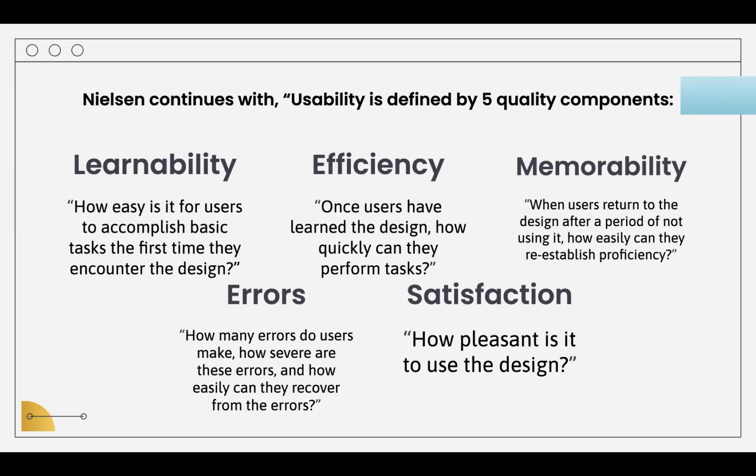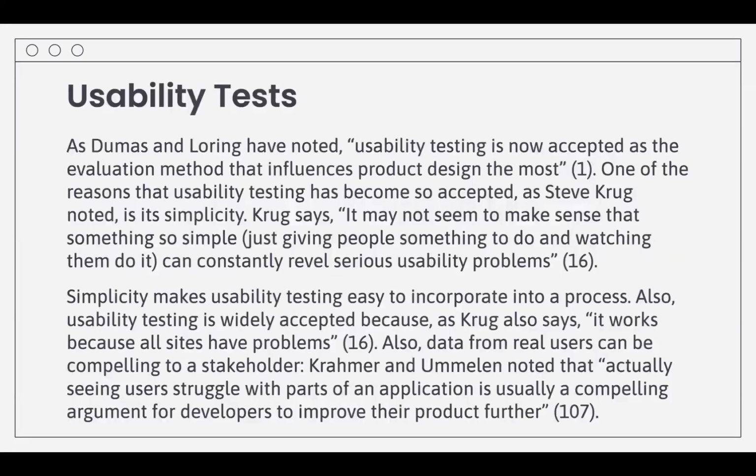Errors. How many errors do users make? How severe are these errors? And how easily can they recover from the errors? Satisfaction. How pleasant is it to use the design? As Dumas and Redish have noted, usability testing is now accepted as the evaluation method that influences product design the most. One of the reasons that usability testing has become so accepted, as Steve Krug noted, is its simplicity.